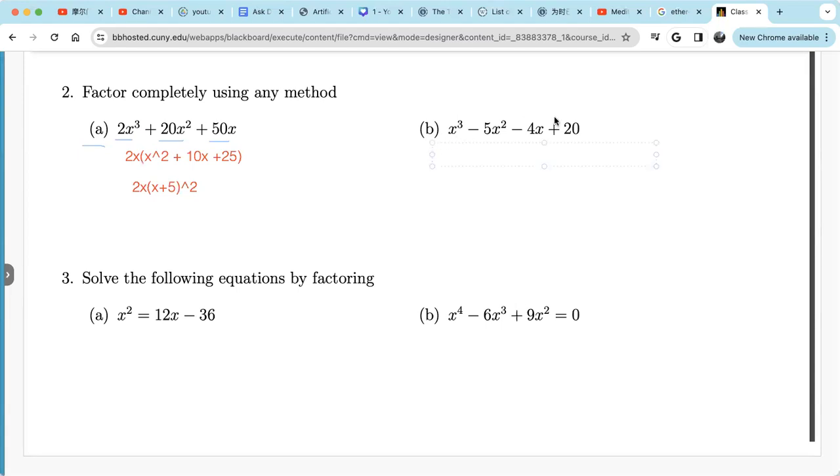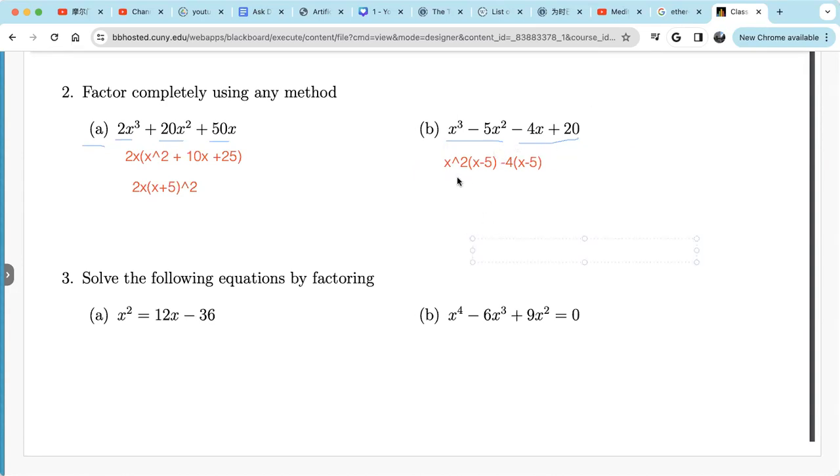For B, we have 4 terms. For 4 terms, we group them 2 by 2, right? We group those 2, and we try to find the common factor. So x cubed minus 5x squared, the common factor is x squared. Then x minus 5. Then the next group, we want to factor negative 4. Then we have x minus 5.